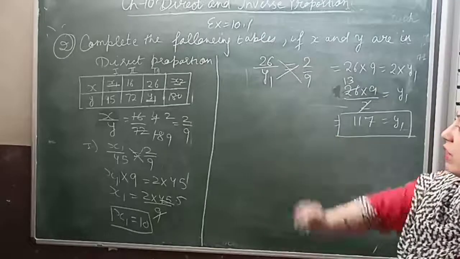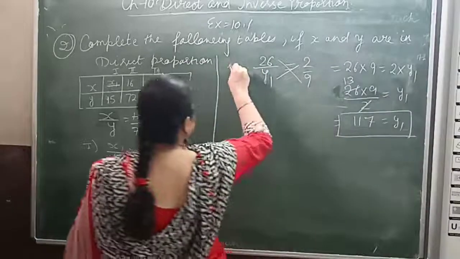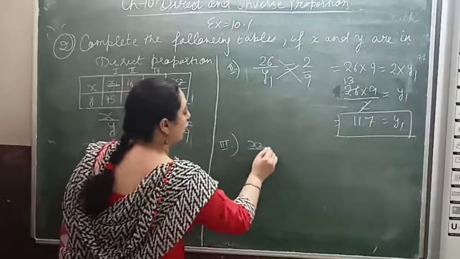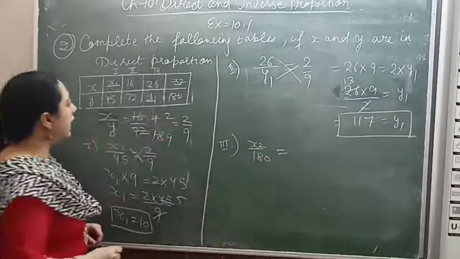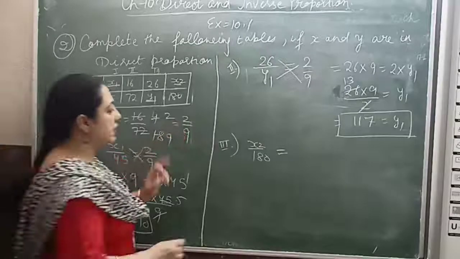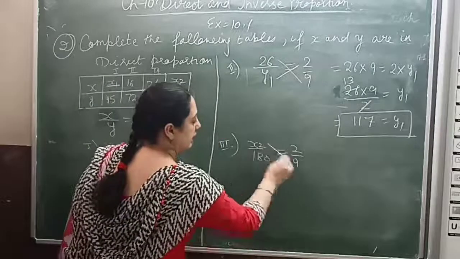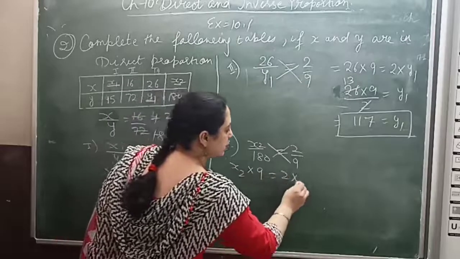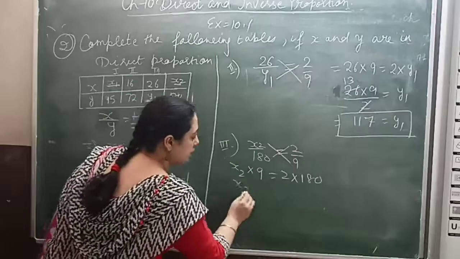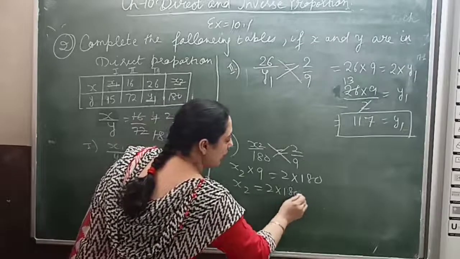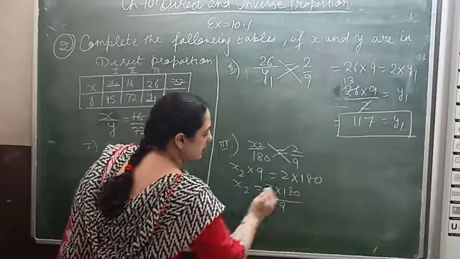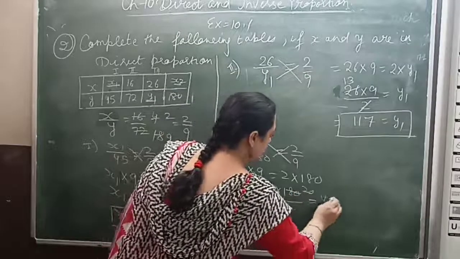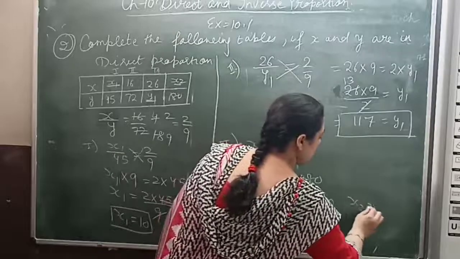Now the third missing value is x2, x2 over 180. It is again equal to the ratio 2 over 9. Again do the cross multiply. x2 into 9 equals 2 into 180. x2 is 2 into 180 divided by 9. 9 twenties are 180, and 20 into 2, I will get 40. So x2 is 40.